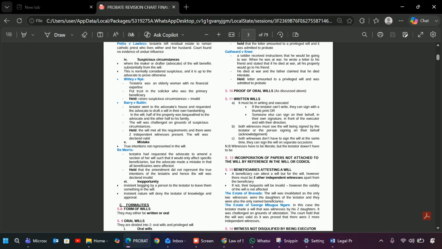Both witnesses must see the will being signed by the testator or the person signing on their behalf. This is what we call acknowledgement. Both witnesses don't have to sign the will at the same time. They can sign the will on separate occasions, but in the presence of the testator. Witnesses have to be literate, but the testator doesn't have to be.